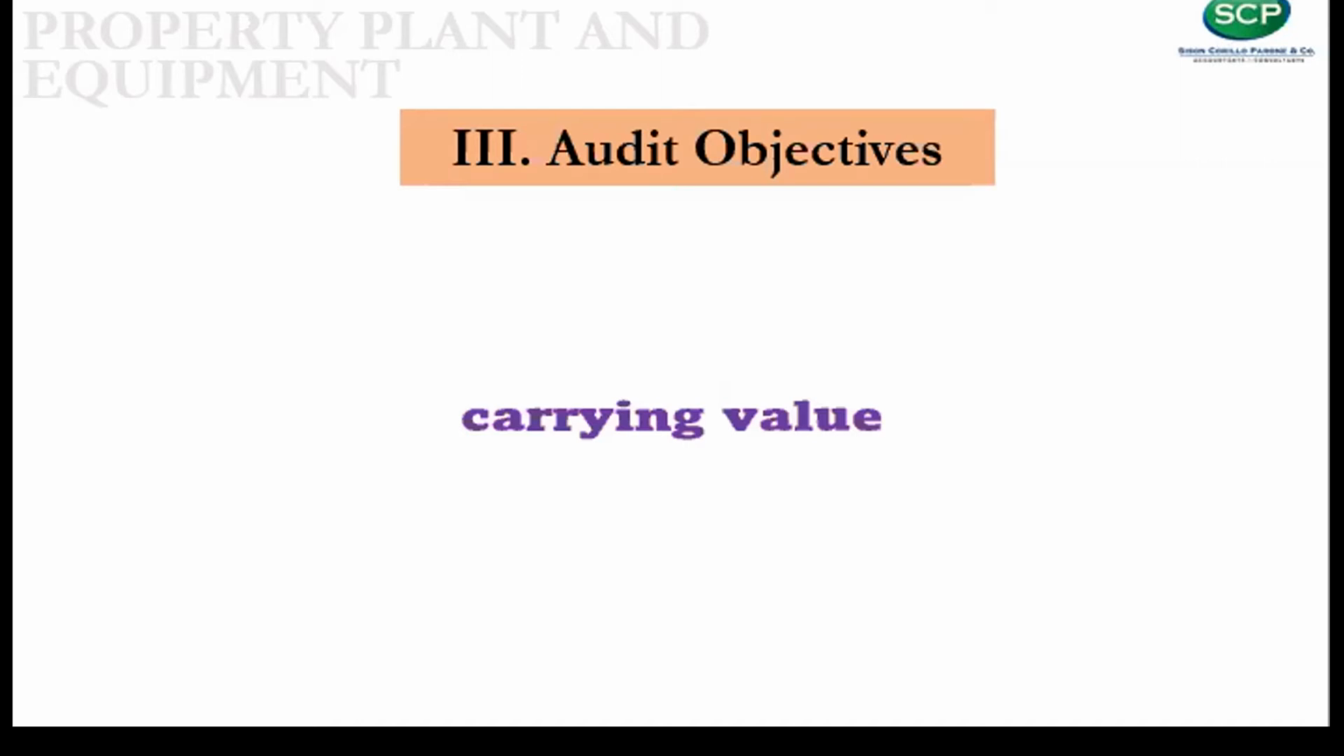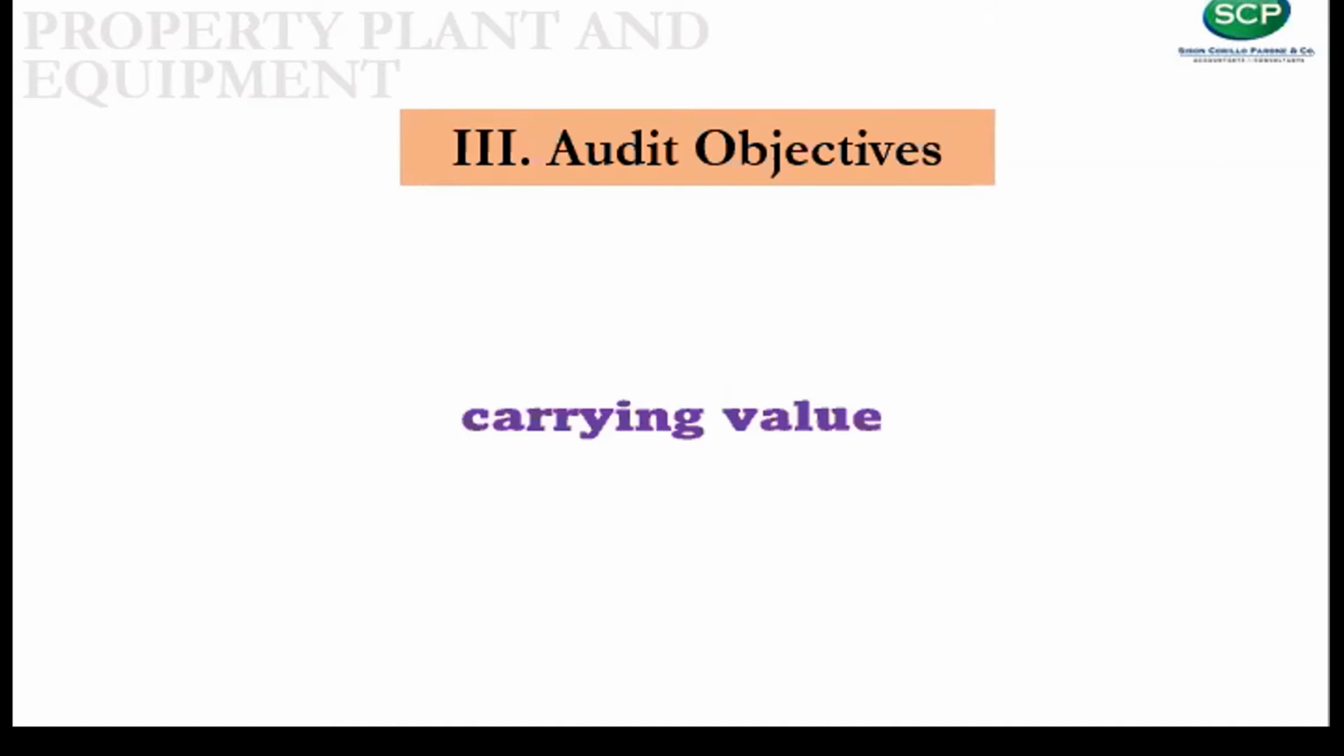However, the key word here is carrying value. Fixed assets are subject to depreciation and impairment losses, which are charged to profit or loss statement. Accordingly, an erring company may intentionally not record certain acquired fixed assets to avoid the related depreciation expense or impairment losses.